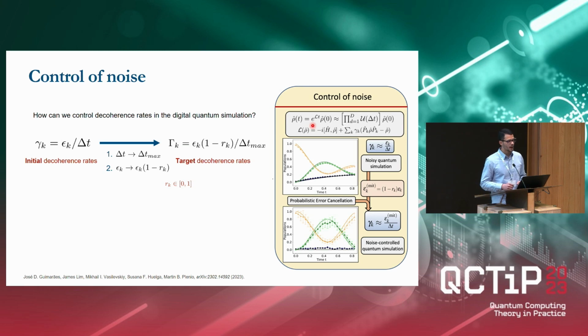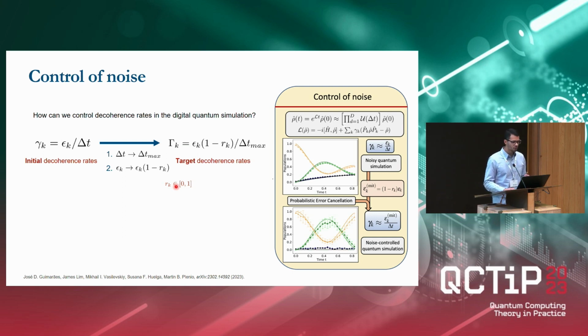Then, in the second step, we can selectively reduce the error probability of each stochastic channel k by this factor, 1 minus r k. So r k is what we call a mitigation factor that goes from 0 to 1, and it's essentially the percentage of the noise that we want to mitigate. So 0 means no mitigation at all, and 1 means full mitigation of this particular stochastic channel.